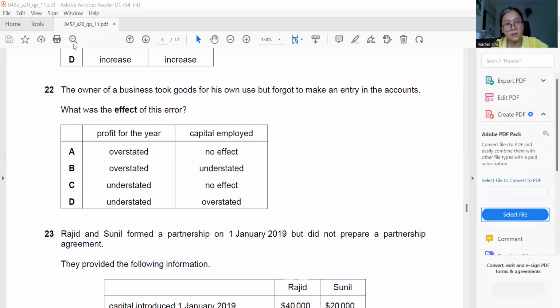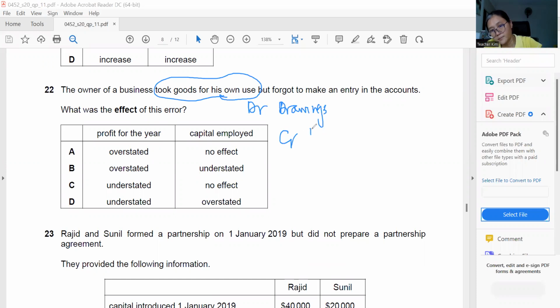22. The owner of a business took goods for his own use but forgot to make an entry in the account. What was the effect of this error? The double entry should be debit drawing, credit purchases. So this is the double entry, but it was forgotten. So what was the effect of this error? Purchases were forgotten to be adjusted, so our cost of sales will be overstated. When cost of sales is overstated, gross profit is understated. Gross profit understated, profit will be understated.